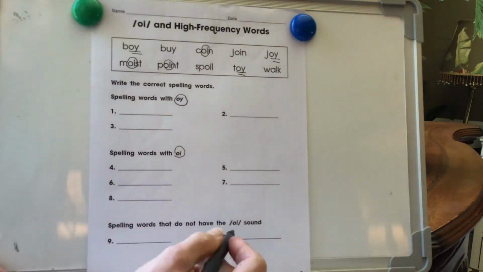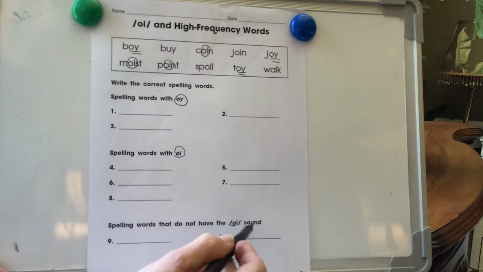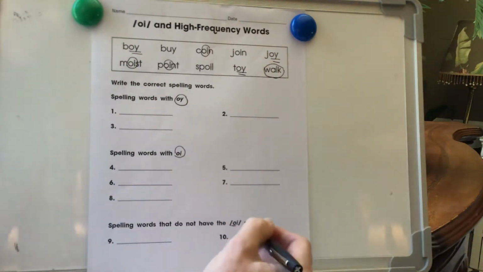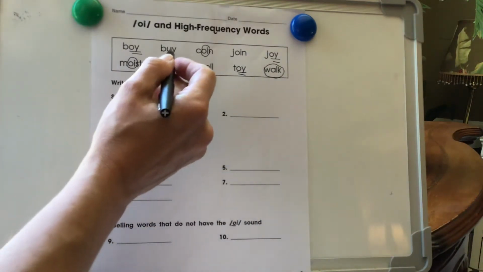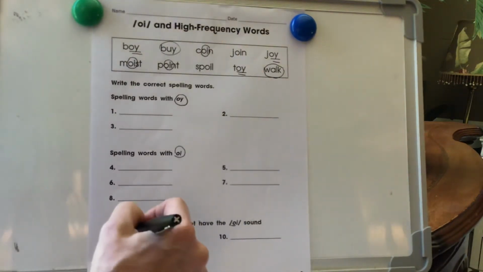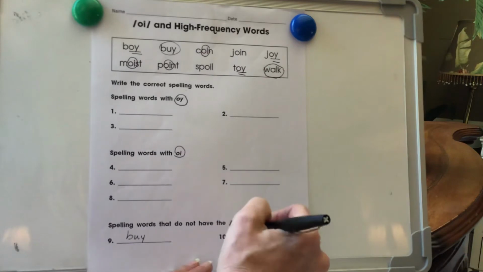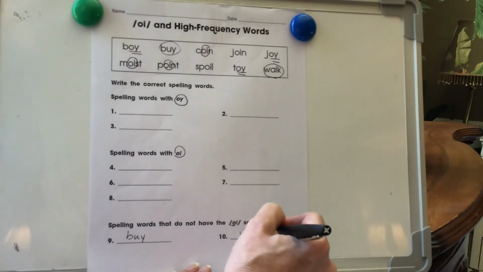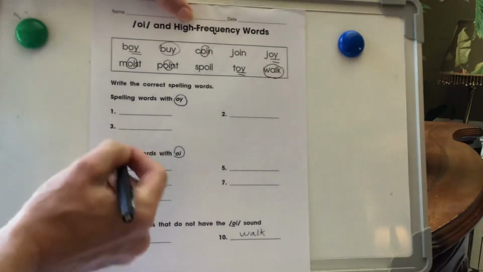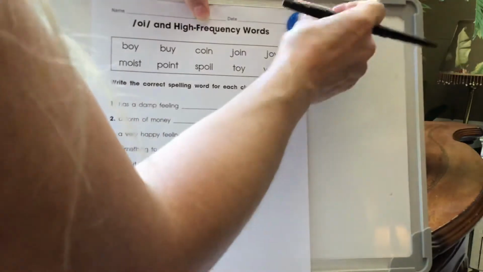And spelling words that do not have the O-I sound in here. So we're going to go through, like for instance, walk. Walk does not have the O-I sound. And buy. Buy doesn't say oi. It's not boy, that's buy. So we know that those two, buy and walk, do not have the O-I sound. But again, these are words you can do on your own. Go through, cross them out as you do them, and it even lets you know how many you have in each one.